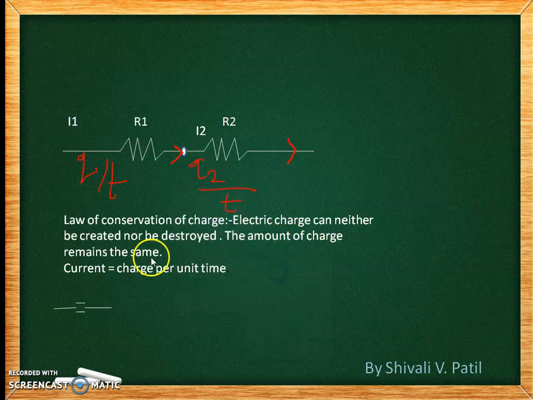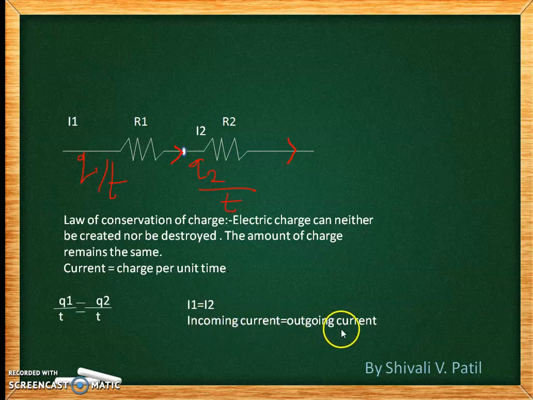As the amount of charge remains the same, incoming charge is Q1, outgoing charge is Q2. Q1 by t is equal to Q2 by t, as the amount of charge remains the same. And Q1 by t is I1, Q2 by t is I2, therefore I1 is equal to I2, that is, incoming current is equal to outgoing current. Here I1 and I2 are the same.